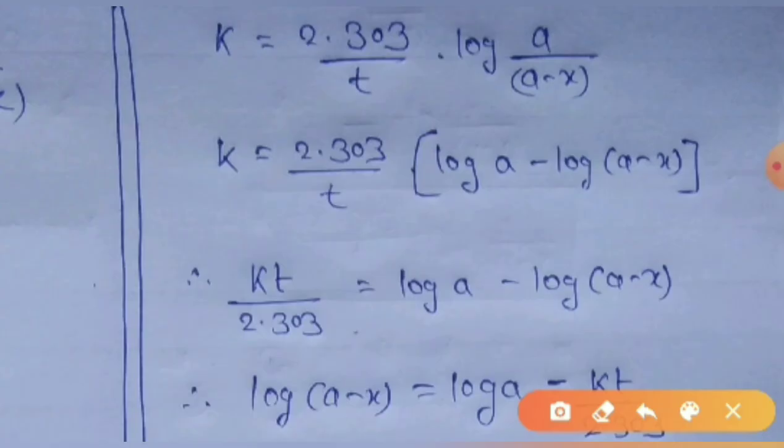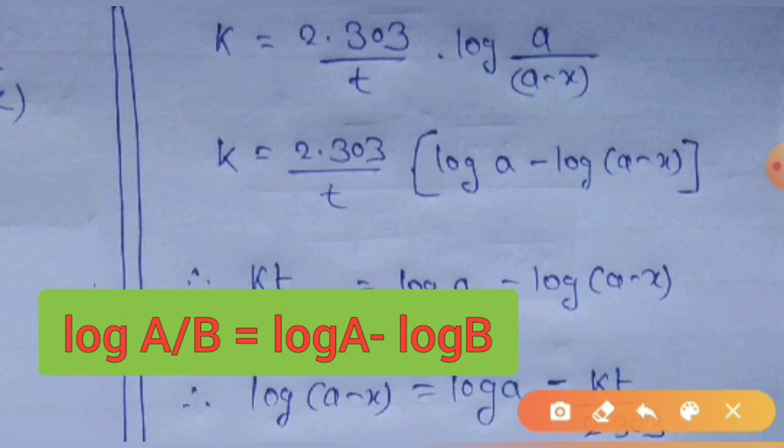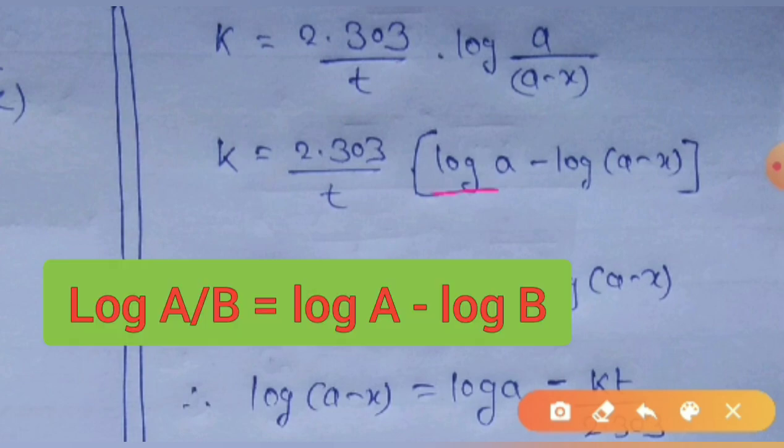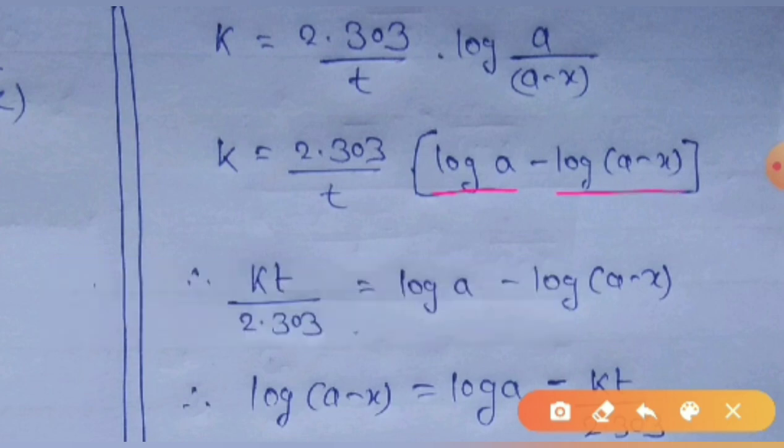If you consider the rate equation again here, that is k equal to 2.303 upon t into log of a upon a minus x. Now if you modify the factor inside the log, which is in the form of log of a upon b, it gives log of a minus log of b. So log of a upon a minus x can be written as log of a minus log of a minus x. This is a modification of the above equation.